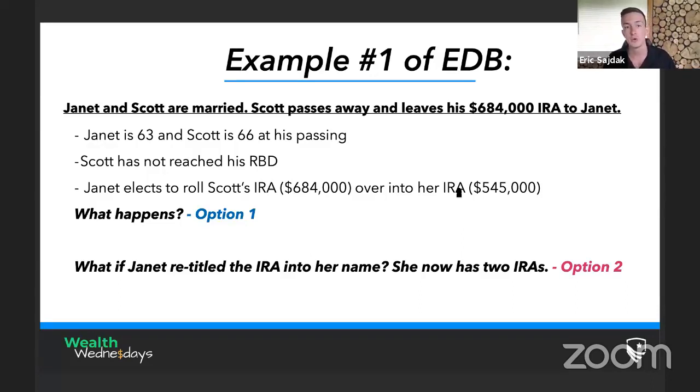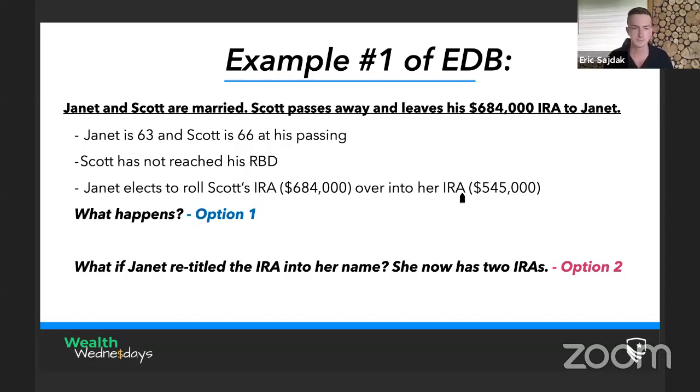Janet elects to roll Scott's IRA, $684,000, into her IRA, which is $545,000. So in option one, Janet's now going to have a $1.2 million IRA. Janet isn't going to be forced to take any RMDs out. She's not going to be forced to comply with the 10-year rule. This account is now treated as if it's Janet's. So Janet now has a $1.2 million IRA. She will not have to begin RMDs until she reaches age 72.